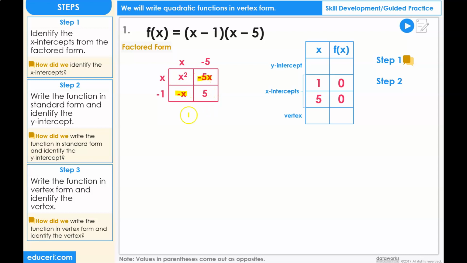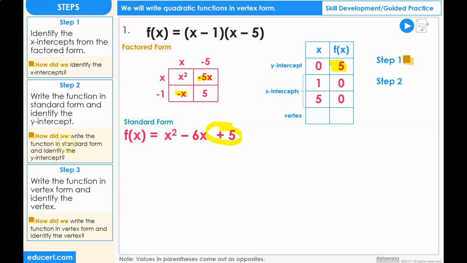Combining all the like terms available, we get the simplified expression x squared minus 6x plus 5. And this is our function now in standard form. Because our function's in standard form, we can take this numeric term and write in the y-intercept 0, positive 5.